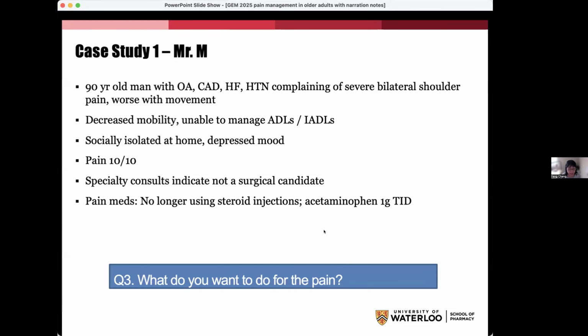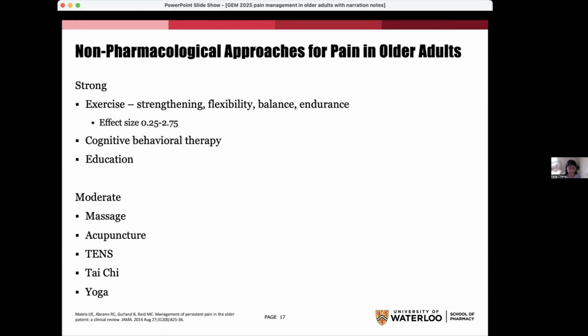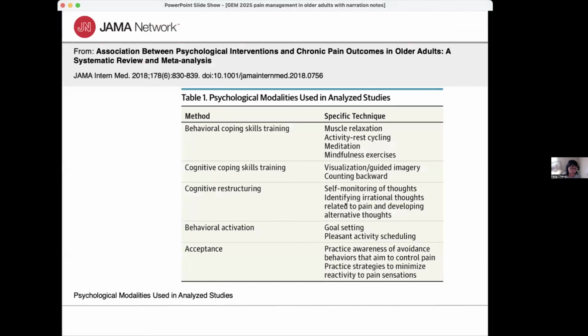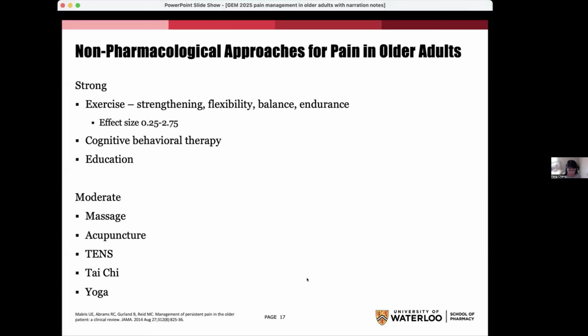Non-pharmacological, okay, great. Well, we'll follow right along then. And we'll talk about non-pharmacological. There we go. So non-pharmacologicals.